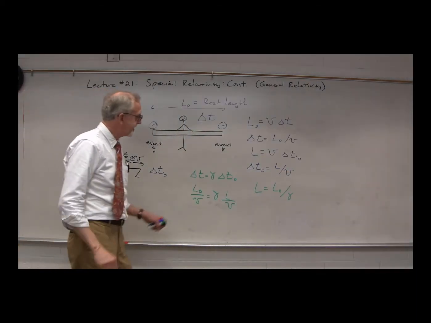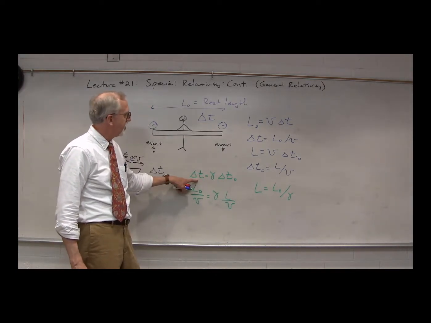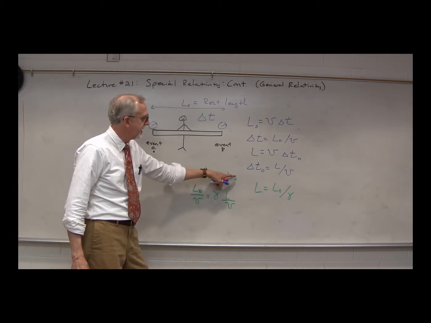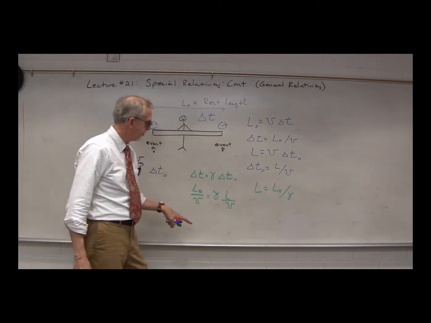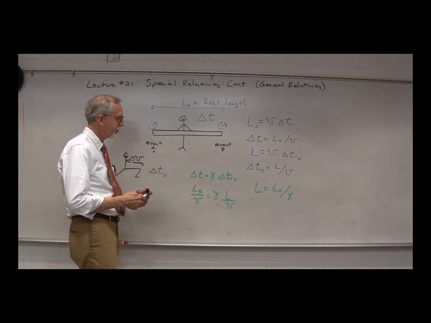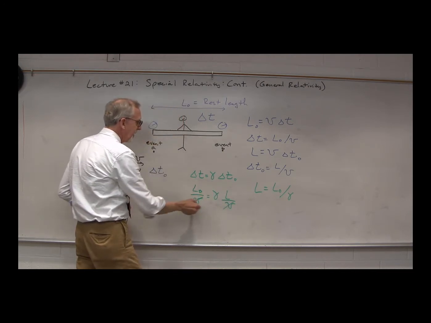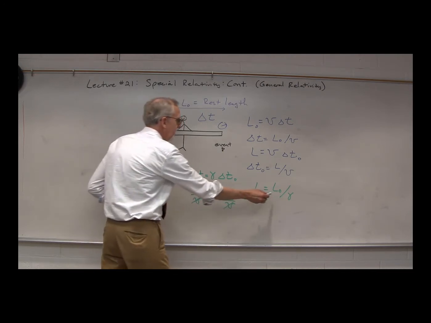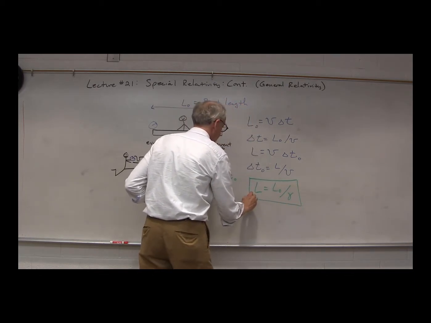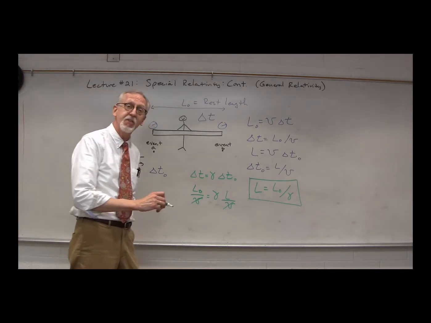We know from last time that delta t is equal to gamma delta t naught. Now if delta t is L naught over v, and delta t naught is L over v, we get L naught over v equals gamma L over v. Multiply both sides by v, and the v's cancel. Divide by gamma, and we have L equals L naught over gamma. There we go. This result is called length contraction.